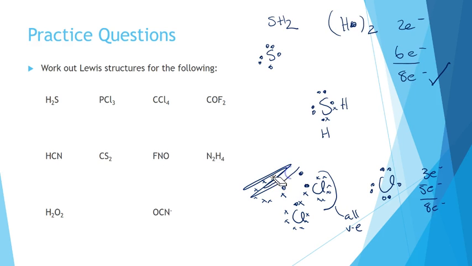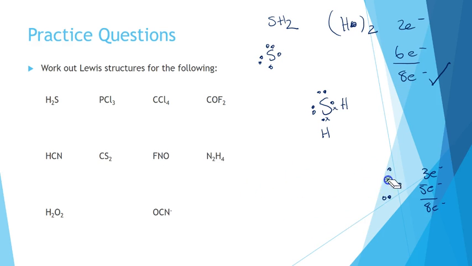Okay, so let's see if we can get rid of some of this. I've made a bit of a mess. Okay, and have a look at a few other ones that we can look at. So if we have a look maybe at something like COF2, something a little bit trickier. Okay, so carbon is going to have 4.